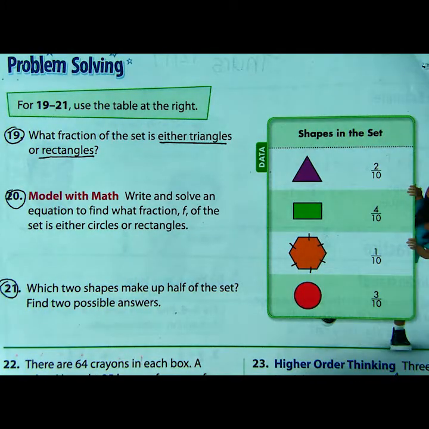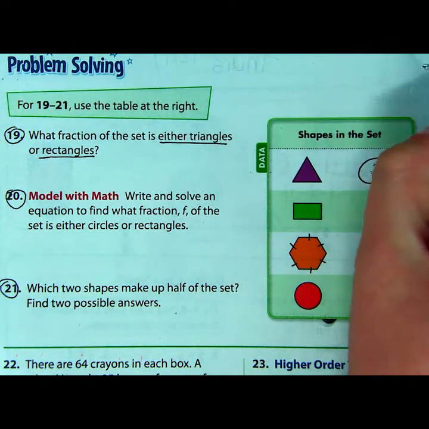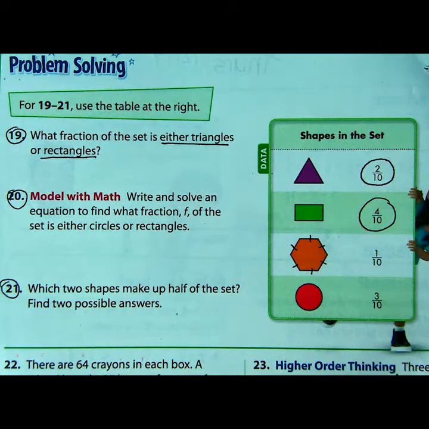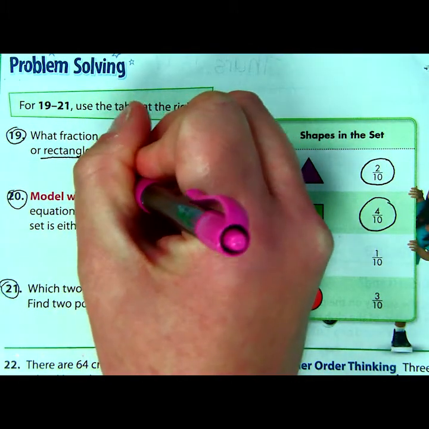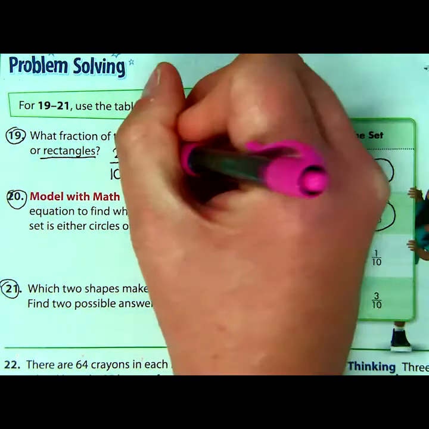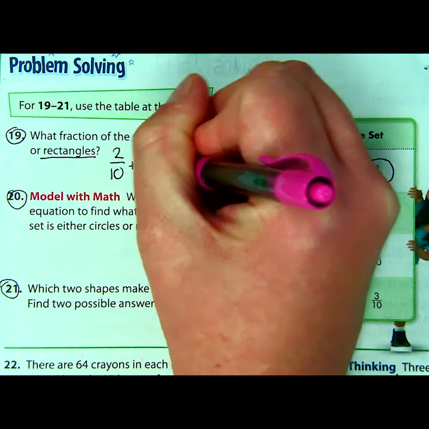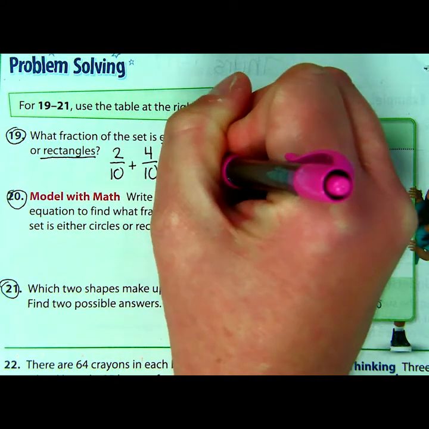So I need to look and identify triangles and rectangles. So I'm adding those two because it says either. So 2/10 added to 4/10 would give me a total of 6/10.